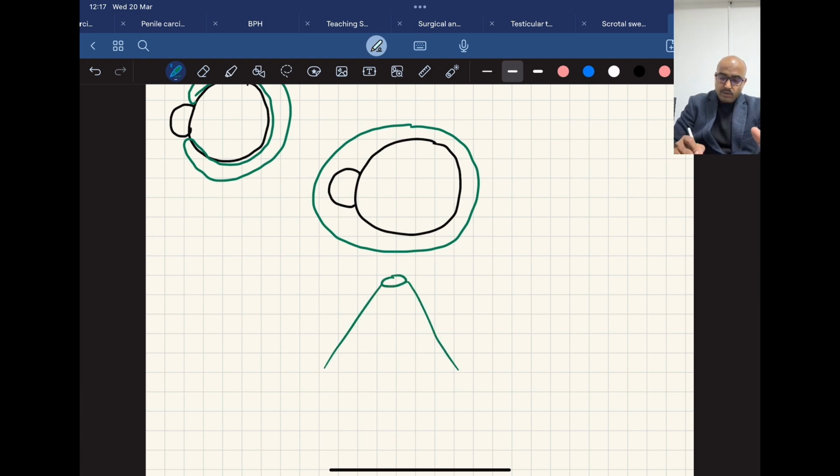Clapper in the bell means, suppose this is the bell, and this is the clapper. It is just like hanging like a clapper in the bell, which is easy to twist.